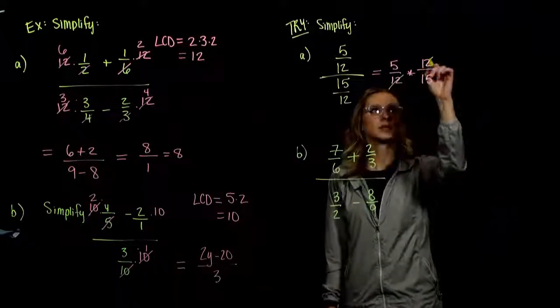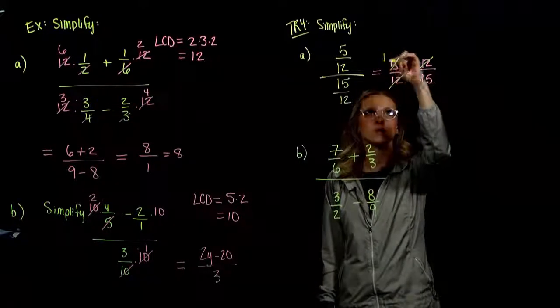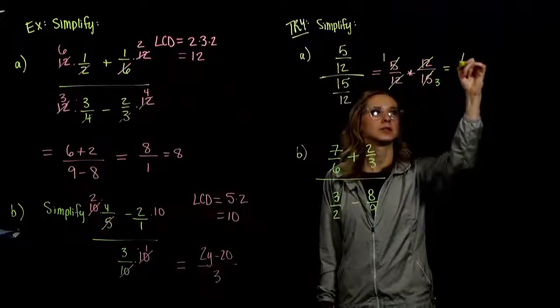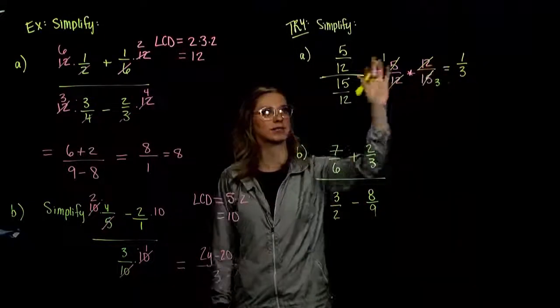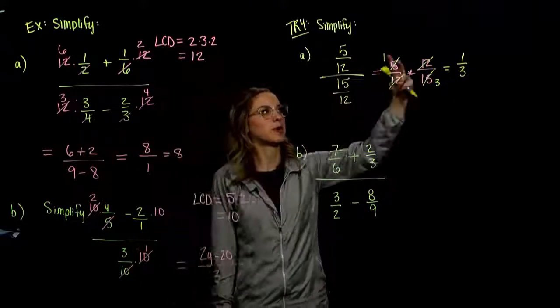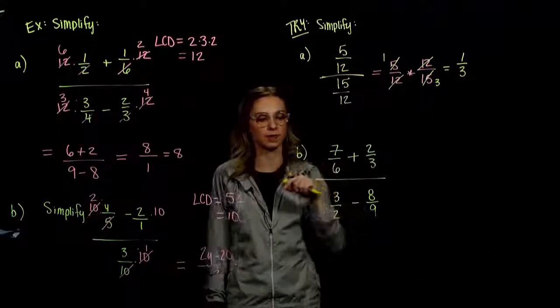So 12 divided by 12, gone. And 5 goes into 5 once, and 5 goes into 15 3 times. So this will reduce down to 1/3, much nicer than what we started with. And again, we had to multiply by the reciprocal because we had that form, one fraction divided by one fraction.